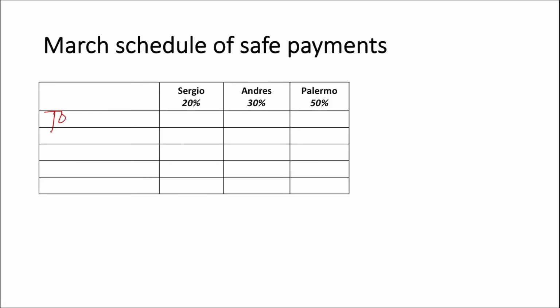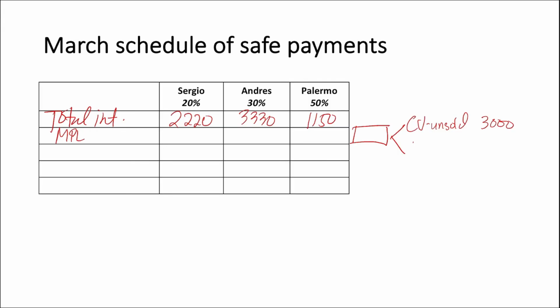Alright. Total interest, Sergio, 2,220. Andres, 3,330. And Palermo, 1,150. Maximum possible loss. Magkano yung CV unsold natin? 3,000. May withheld pa ba? Yes. Cash withheld for anticipated expenses and unrecorded liabilities, 500. So, magkano ang ating MPL? 3,500. Get the 20%. That is 700. Get the 30%. 1,050. Get the 50%. 1,750.